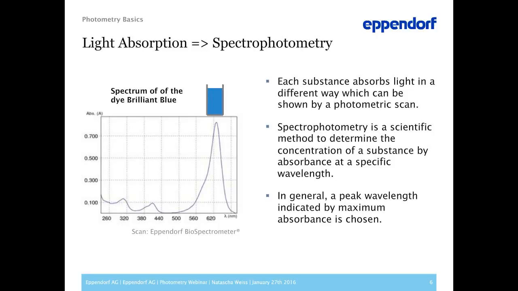Different materials absorb light at specific wavelengths. This can be shown in a photometric scan across a large wavelength range, which is shown here by an example of the dye brilliant blue. Spectrophotometry is a scientific method which bases on the absorbance of light by a substance. Thereby, the underlying physical laws are used for estimating the concentration of the substance. For this approach, a peak wavelength, which means wavelength which shows maximum absorbance, is chosen.